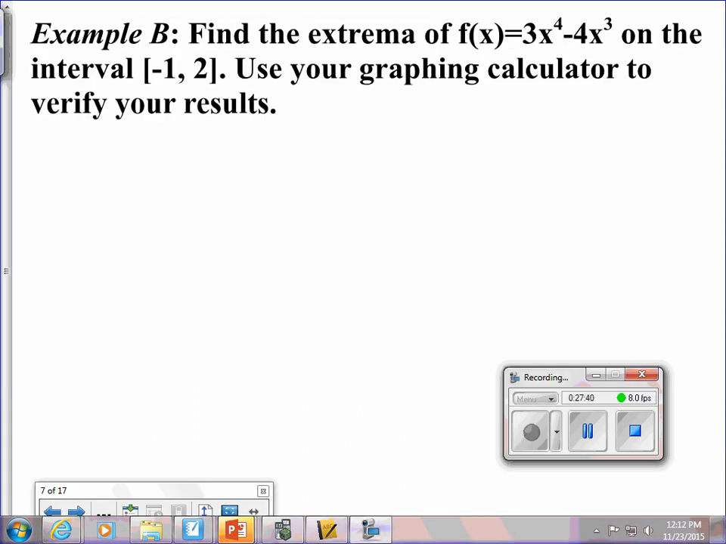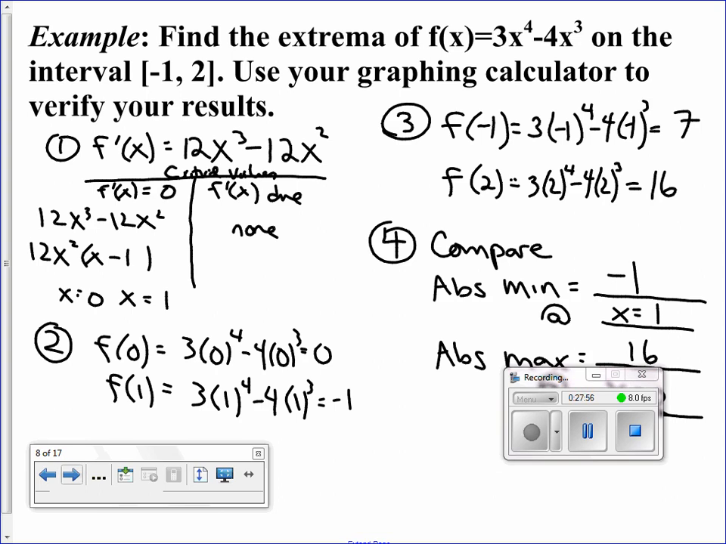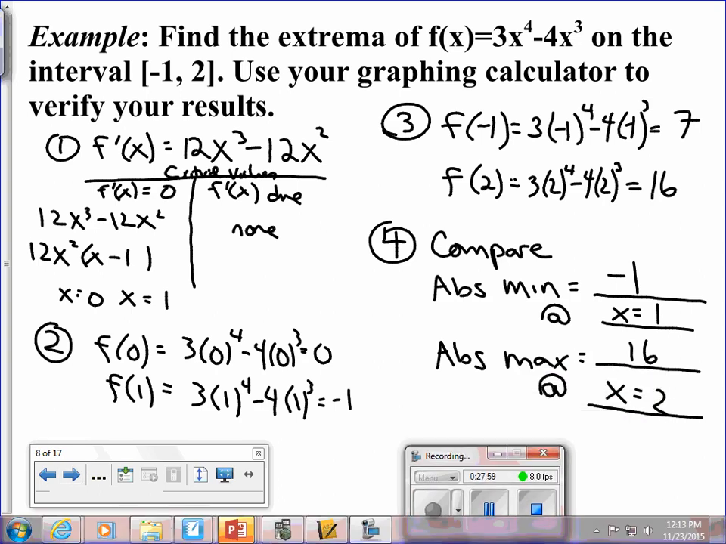All right, what's the absolute max? Give me the y value, the absolute max. 16. And what about the absolute min? Negative 1. Oh, you got 0, huh? Yeah, so there were two critical values, x equals 0 and x equals 1. Seemed like you guys were doing great at that. So you had to get the y coordinates at each of those, 0, negative 1. Then you had to check out the y's at the endpoints. You got 7 and 16. You look at them, 0, negative 1, 7, 16. Absolute min, negative 1. Occurs at x equals 1. Absolute max, 16. It occurs at x equals 2.